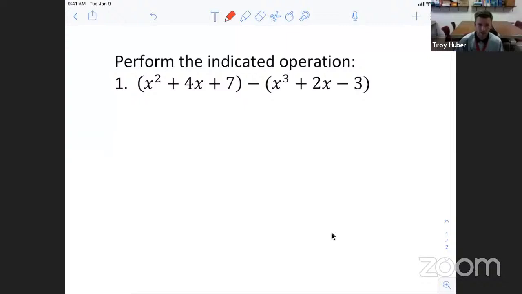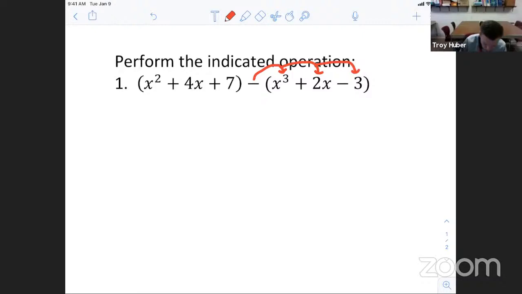All right, here's question number 1. In this one, we're going to be subtracting 2 different polynomials. Polynomials just deals with the number of terms. So see how this has 3 terms and this has 3 terms. That's why those are both called polynomials. And we're going to be subtracting them. Whenever you're subtracting, we have to remember that this minus sign is going to get distributed to all of these terms in your second polynomial.